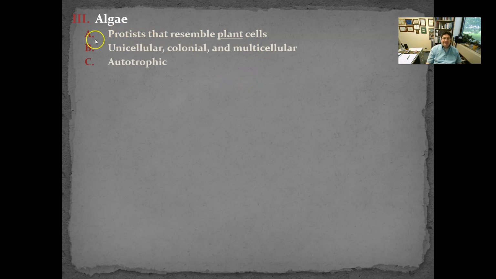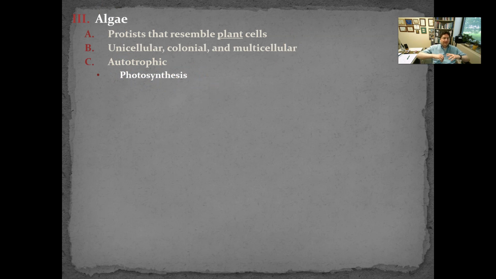Now, because these organisms, these protists resemble plant cells, they are what we call autotrophic. Again, a very important term. Autotrophic means you can make your own food internally. The best example of that is photosynthesis. So most algae make their own food through photosynthesis.